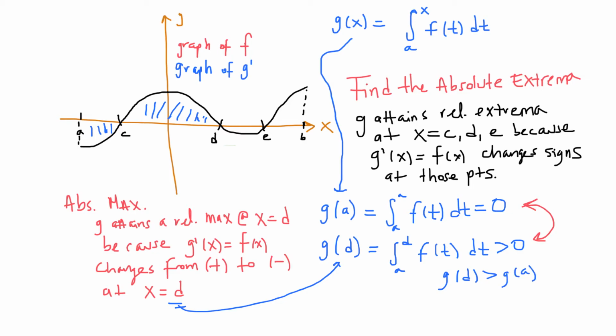Remember, we're looking for the absolute maximum. So at this point, my critical value, which is g of d, gives me a greater value than my first endpoint, which is a, and the value g of a. Now I only have to compare my last endpoint, because the absolute maximum could happen at the endpoints or at the relative maximum. And so we'll try g of b now. And g of b is going to be the integral from a to b of f of t dt.